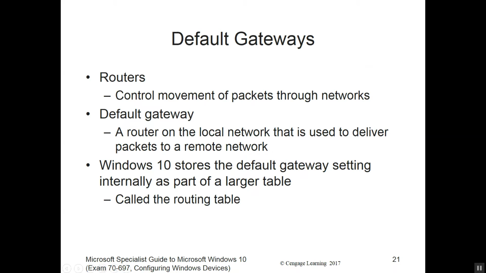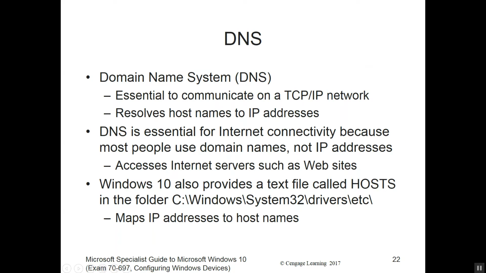Now, Windows 10 stores the default gateway setting internally as part of a larger table called the routing table. Now, DNS is domain name system. So we usually will have a domain name server. Can't have a domain without a DNS. And it's essential to communicate on a TCP/IP network. It resolves host names to IP addresses.